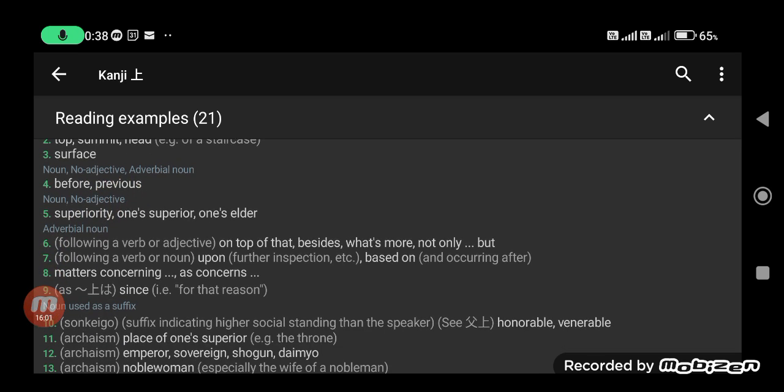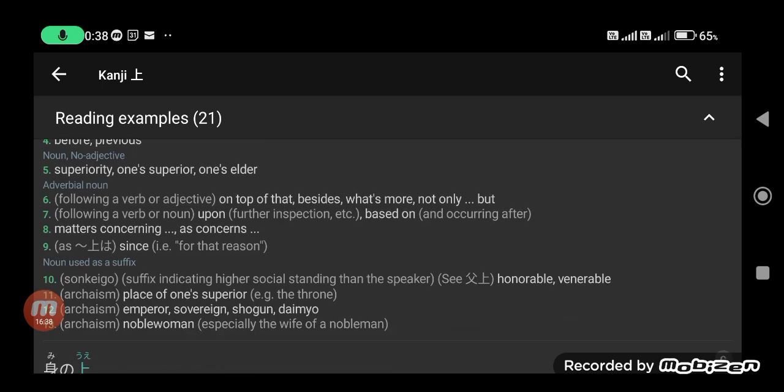Superiority, one's superior. Okay, or it can be following a verb or adjective that will give a meaning on top of that. Besides, what's more, not only, but when you use this at the right side part of a verb or adjective, or following a verb or noun, could be upon, say further inspection, or based on, and occurring after. Matters concerning, as concerns.